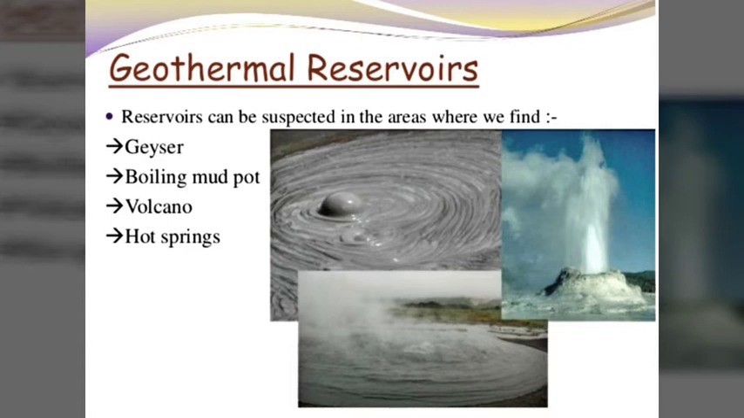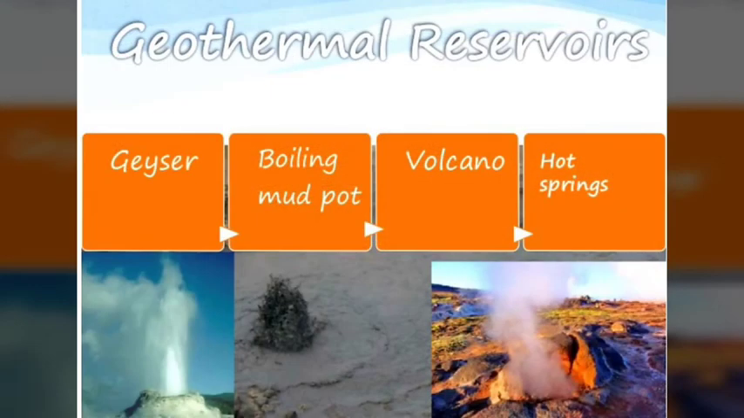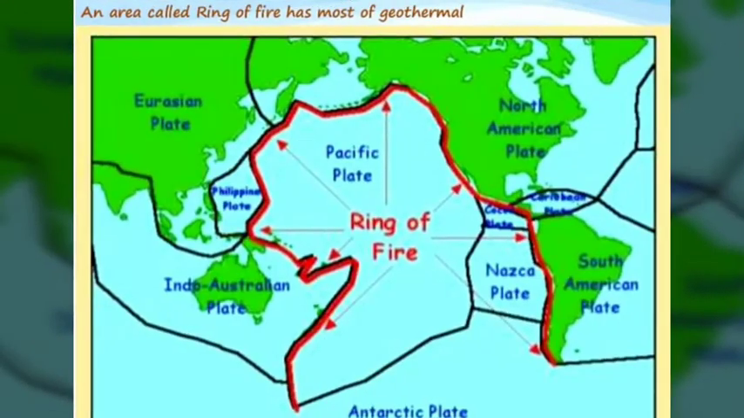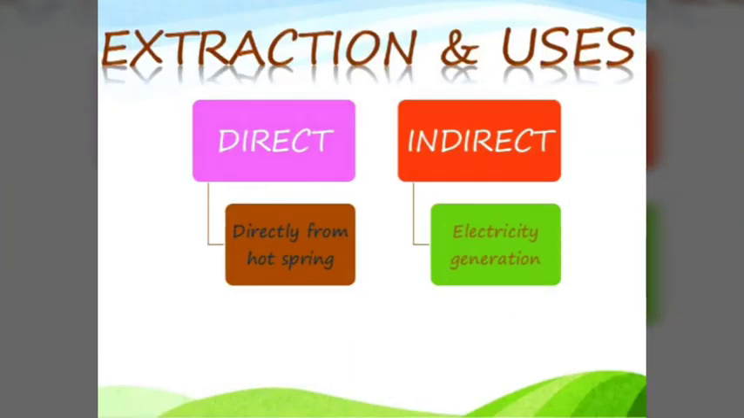Now, how do we suspect, where do we find the geothermal reservoirs? In geysers, boiling mud pots, volcanoes, and hot springs. As you can see, there are different plates like Eurasian plate, Indo-Australian plate, Pacific plate, North American plate, South American plate, and the Antarctic plate. In between these, there is a ring of fire. An area called the ring of fire has most of the geothermal energy.